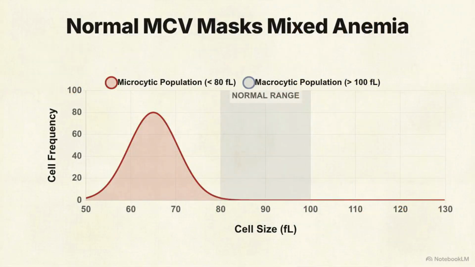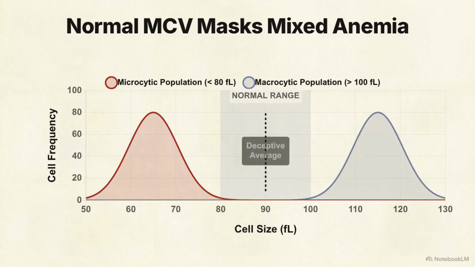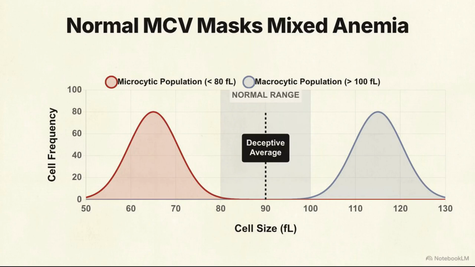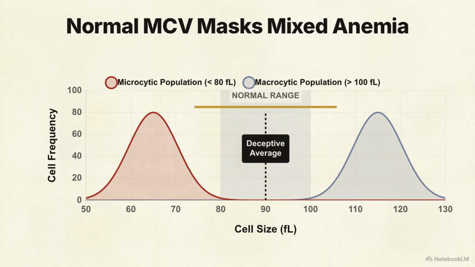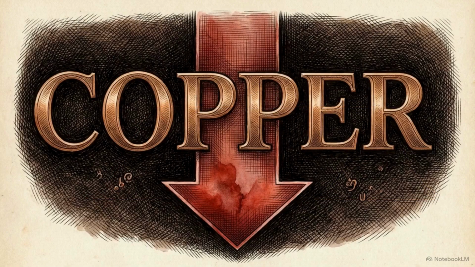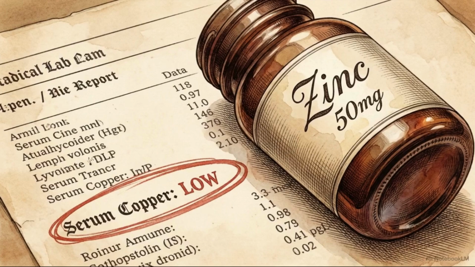This happens when a patient has mixed anemias: a concurrent iron deficiency, which shrinks the cells, mixed right alongside a B12 deficiency, which enlarges them. The automated average falsely reads as completely normal. To catch this sneaky presentation, we've got to look at an elevated red cell distribution width, the RDW, and manually review that peripheral smear.